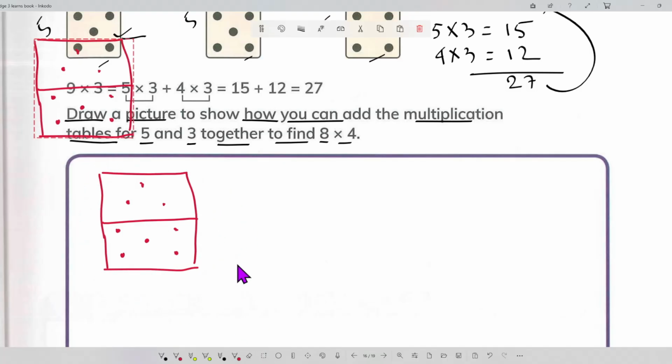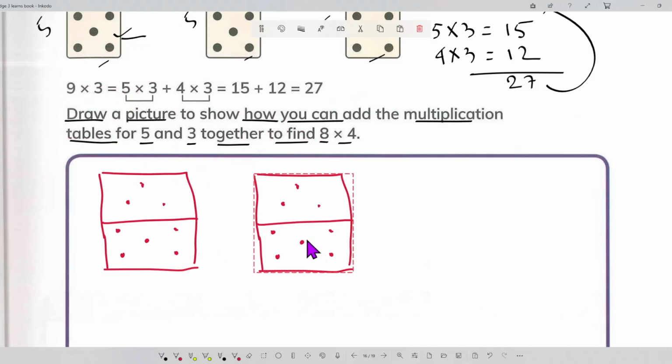Next, the second one: draw a picture to show how you can add the multiplication tables for 5 and 3 together to find 8 times 4, which means 32. How can you get this one?